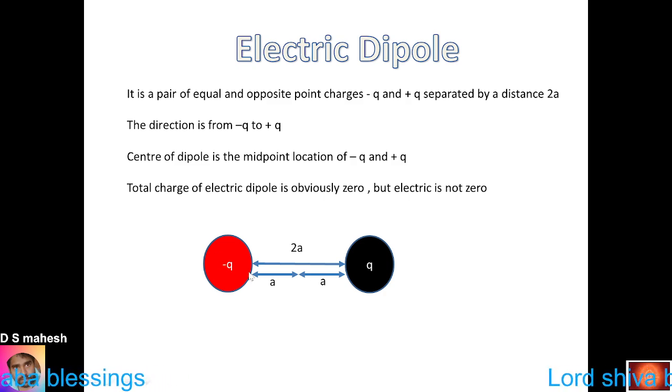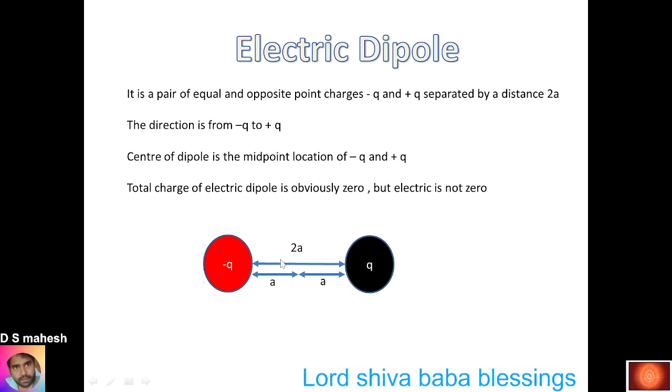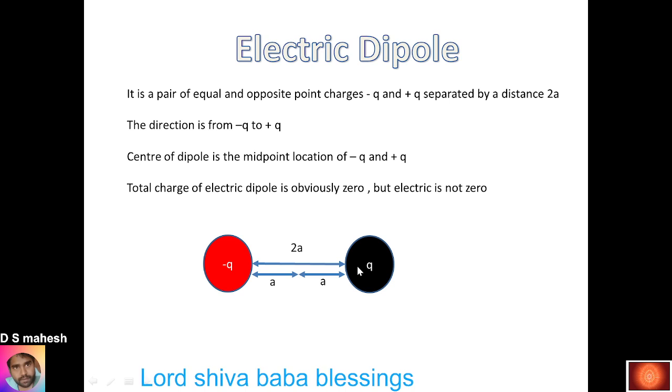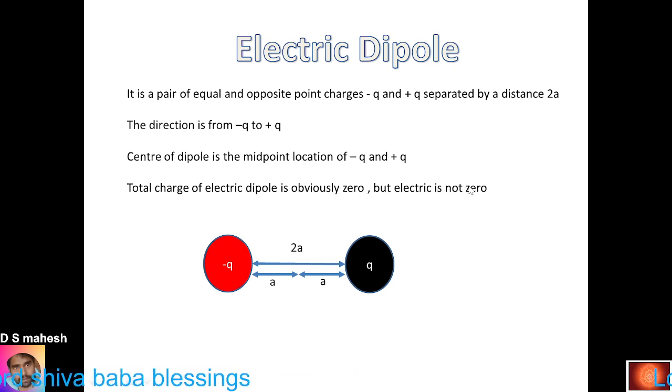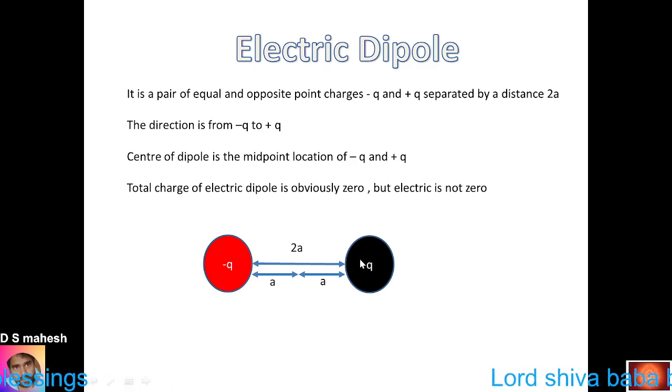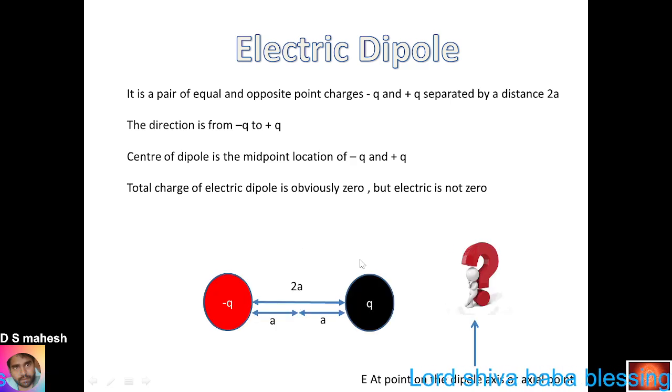So if you look over here, they are at a very small distance. If we look from far away, the total charge appears to be cancelled out because both are equal and opposite. But the electric field is not zero because there is a small distance between minus q and plus q. So then what is the electric field?